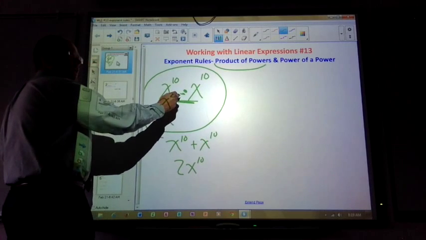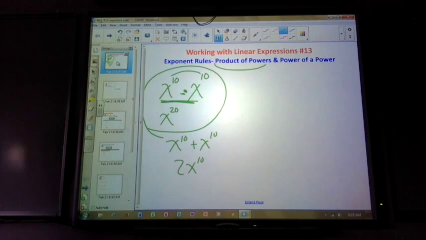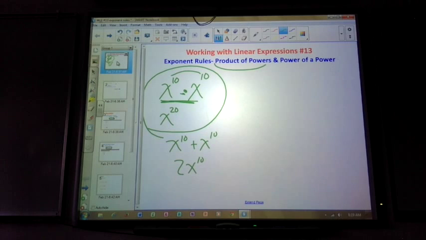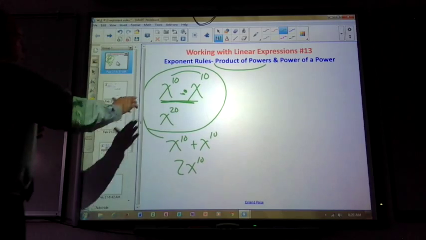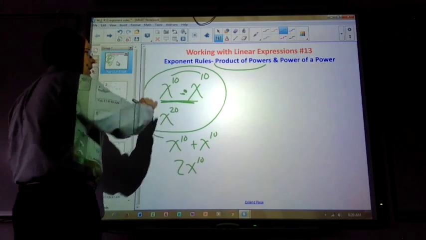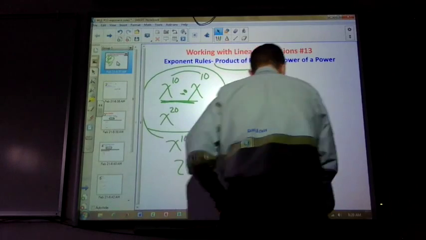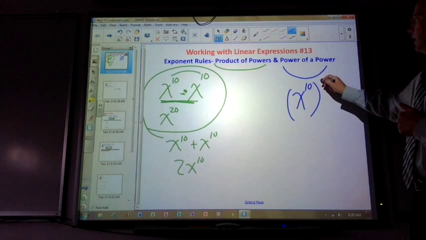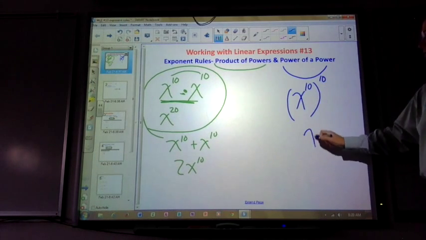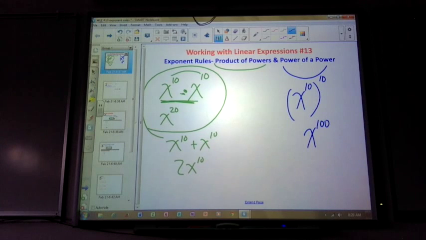But if you're multiplying here, that means we're going to add the exponents. Okay? So if you're adding and you have completely like terms, the letter's the same, the exponent's the same, then you're just going to count how many you have. If you have the same bases and you're multiplying, then you add the exponents. And then power of a power, this would be like x to the 10th raised to the 10th. Now we're going to multiply the exponents, so that gives me x to the 100 power. So power to power, so exponent raised to an exponent, you multiply the exponents.